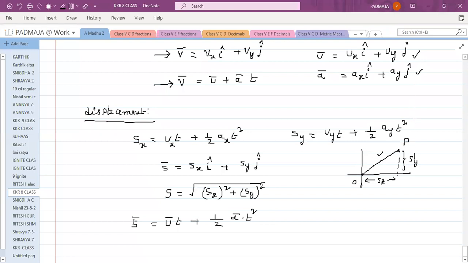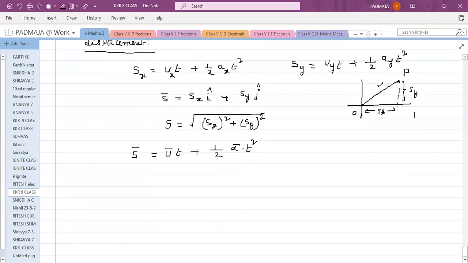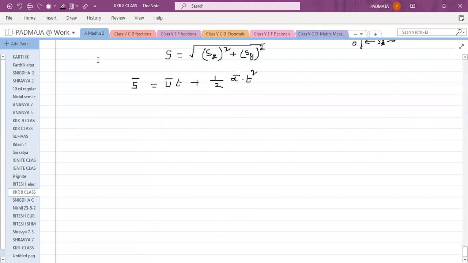And also you can use the formula v square minus u square, the third equation, v square minus u square is equal to 2as. Here you use it as v bar dot v bar, that is final velocity vector dot product, minus u bar dot u bar is equal to 2 into a bar dot s bar.